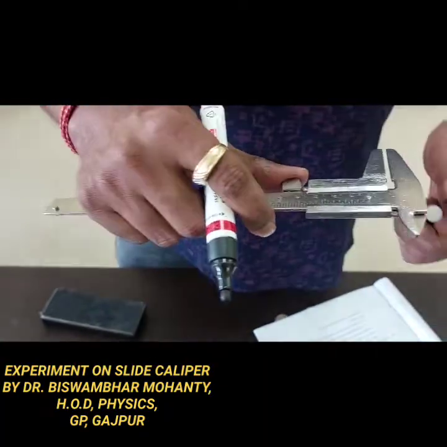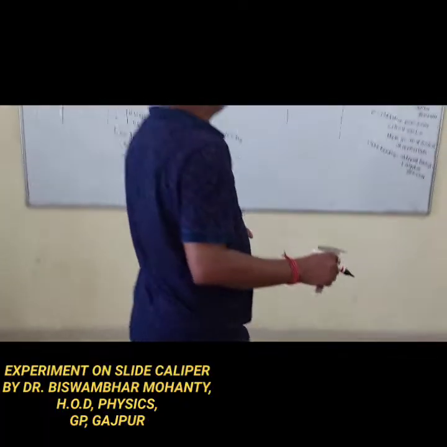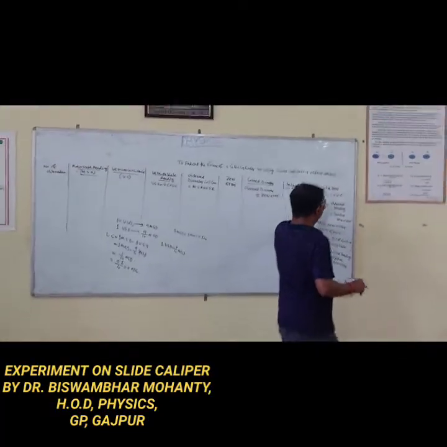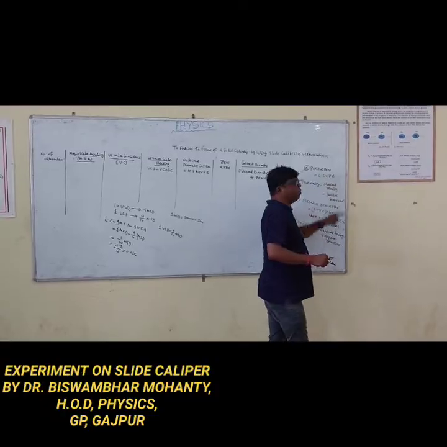That is positive zero error. And in this case, positive zero error, what will happen? What will we have to do? Positive zero error can be calculated by least count into vernier coincidence.